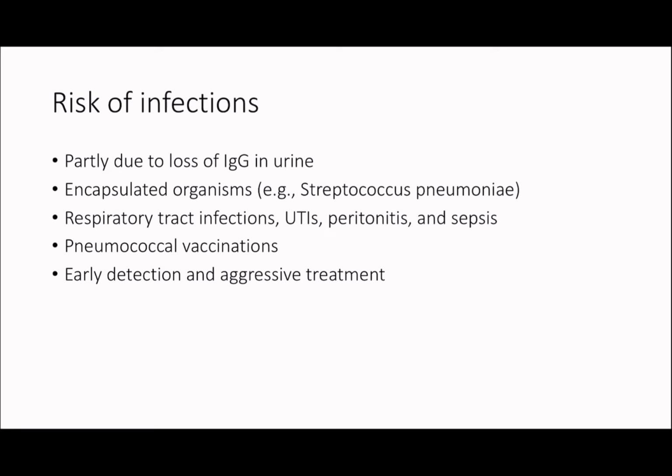Another consequence of nephrotic syndrome is the risk of infections, and this is partly due to the loss of immunoglobulin G, or IgG, in urine. Immunoglobulin G has a low molecular weight, and that's why it is more likely to be lost in the urine. Immunoglobulin G has an important function in fighting off encapsulated organisms by opsonization. Therefore, in nephrotic patients, there is an increased risk of infections with encapsulated bacteria, such as Streptococcus pneumoniae.